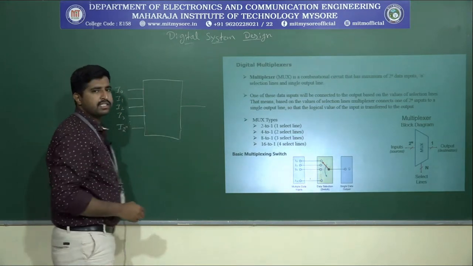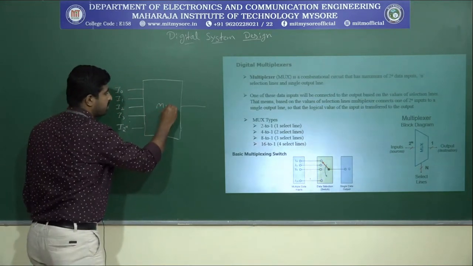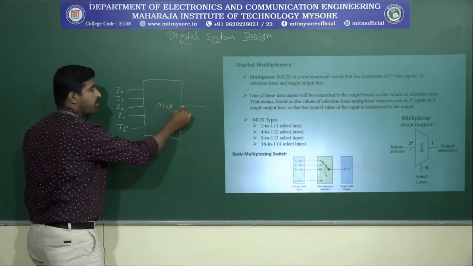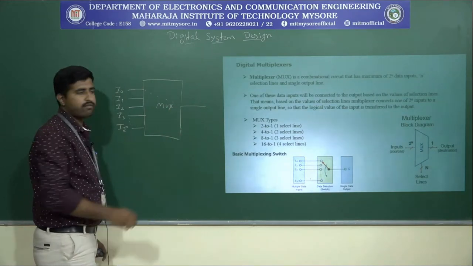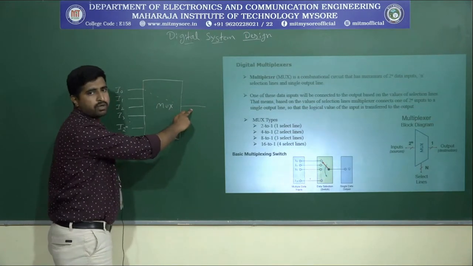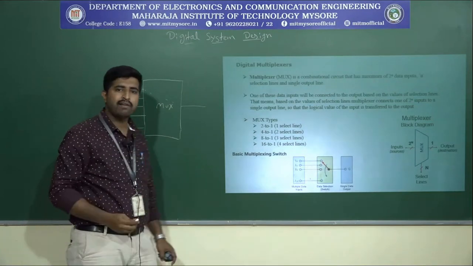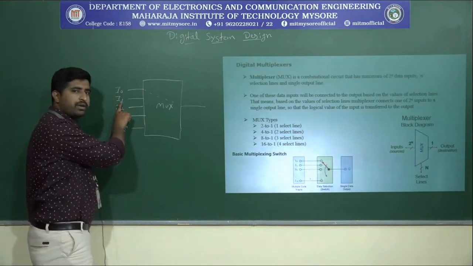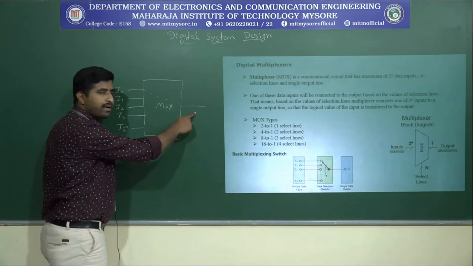Multiplexers, in short form, we're going to call a MUX. So how does the operation work? Here only one output will be there, and any one of the inputs will be connected to the output based on the selection. That means a multiplexer has three different types of data lines: the input data lines, another set of lines corresponding to the selection, and then the output.